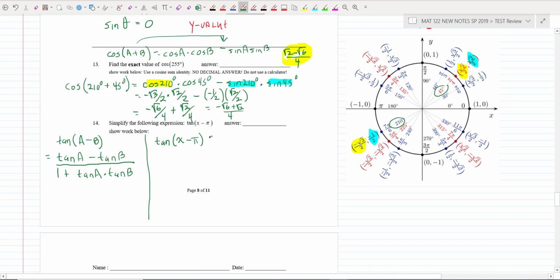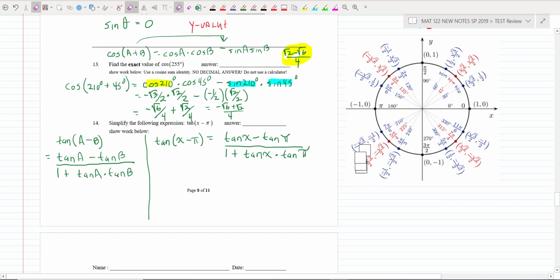Okay, so we follow the identity exactly. So the numerator is just going to be tangent x minus tangent pi. The denominator is going to be 1 plus tangent x times tangent pi. Okay, and we don't know what x is. It doesn't matter. What we're doing is we're simplifying this.